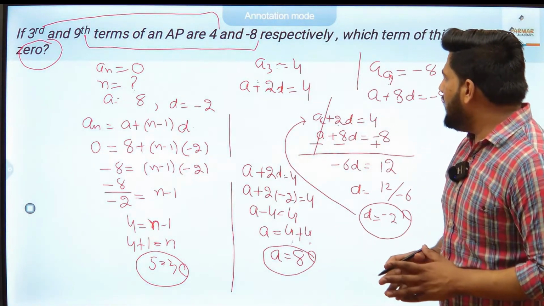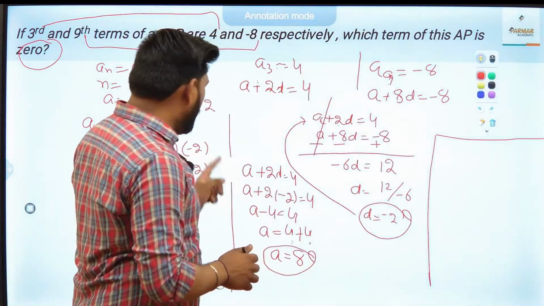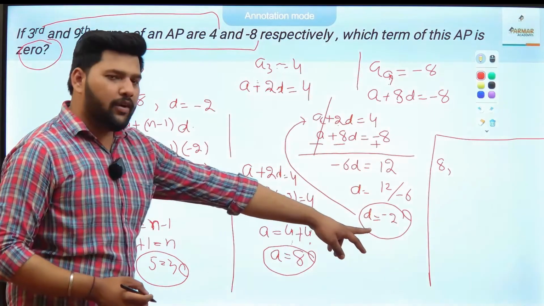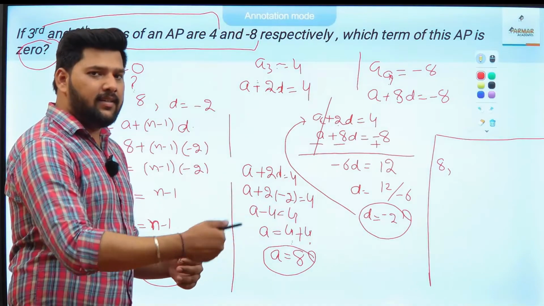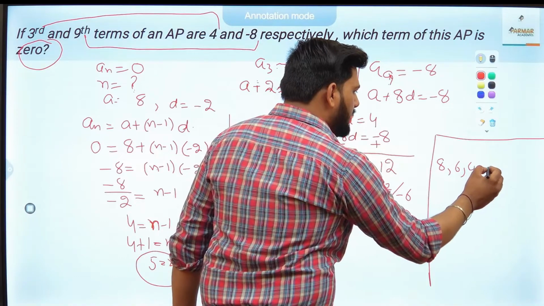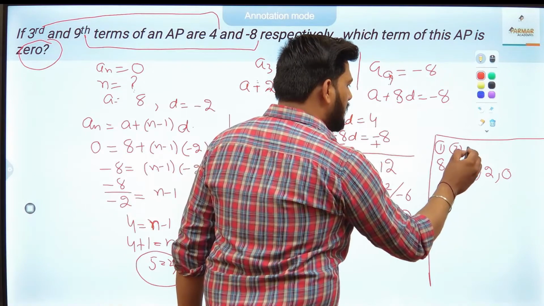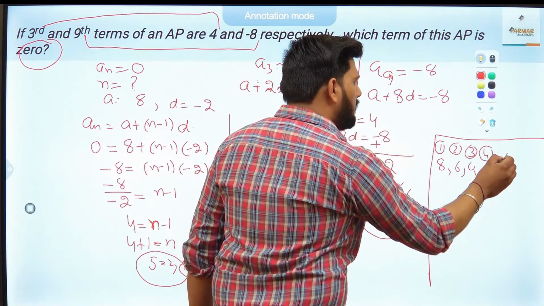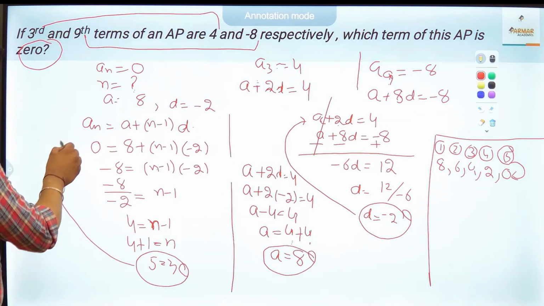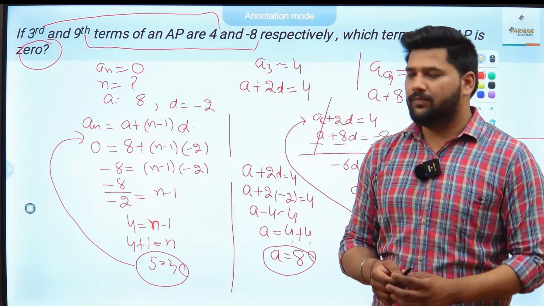This means the fifth term of this sequence is 0. Now we can easily check if you want to verify your answer. The first term is 8, and the common difference is minus 2, so this is a decreasing sequence. 8 minus 2 is 6. Next is 4. Next is 2. And the next is 0. So look here: this is the first term, second term, third term, fourth term, and fifth term, that is 0. So that is the answer. The fifth term of the sequence is 0. This is how we can easily verify our answer.